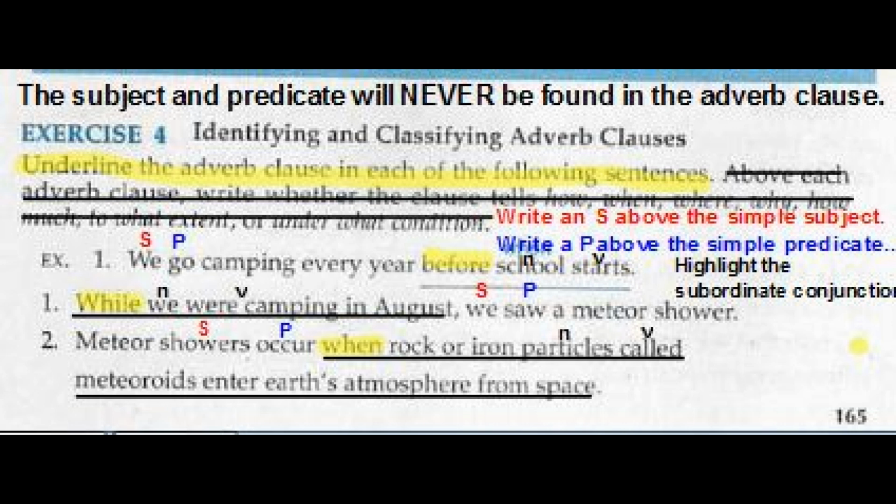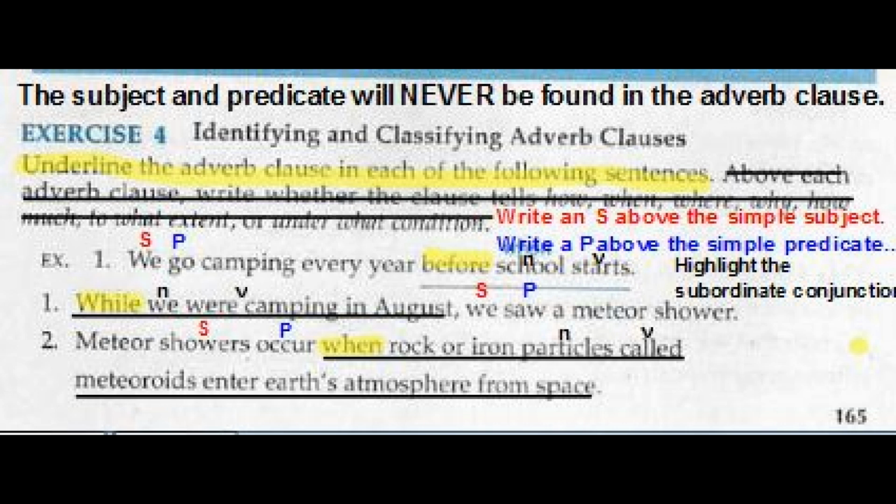Okay, let's look at the last one, number 2. Meteor showers occur when rock or iron particles called meteoroids enter Earth's atmosphere from space. And this is also pretty simple. You can find the subordinate conjunction when, highlight it. Now let's look at that whole clause, dependent clause. When rock or iron particles called. So you have particles as your noun and the verb is called. Most importantly though, you can find your independent clause, meteor showers occur. So mark an S above showers and a P for the predicate above occur.